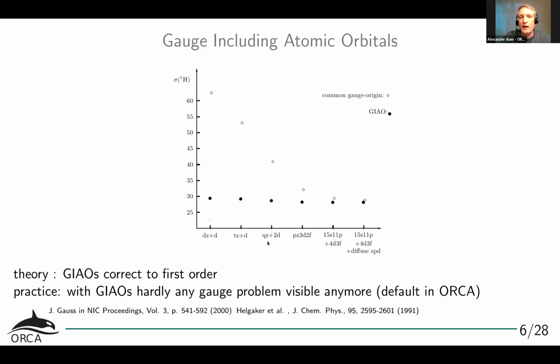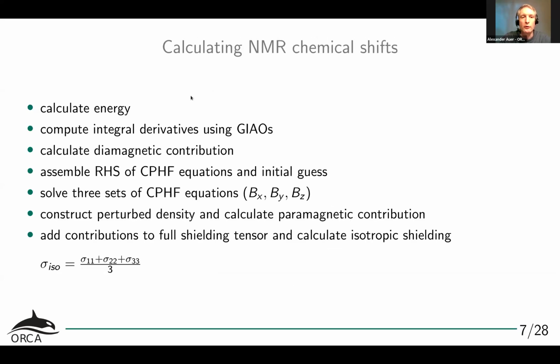So this is a typical example where you calculate, I think, proton chemical shifts for hydrogen fluoride. And even if you go to very, very large basis sets, you still have very large deviations. If you use these GIAOs, then small basis sets will already basically give you converged results. So this is default in ORCA. Any NMR calculation that you do in ORCA will actually use GIAOs unless you specifically ask for other gauge origins. So what do?